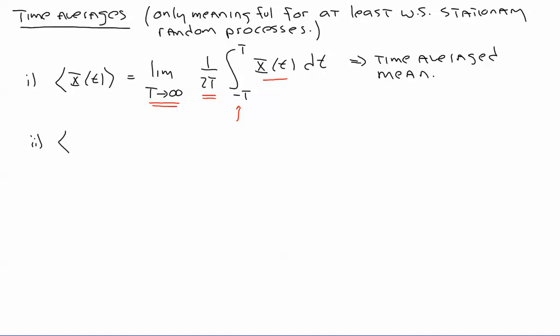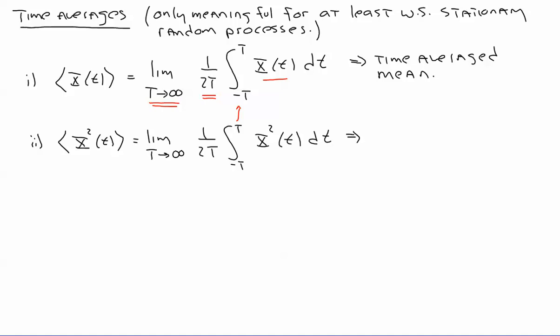I can have a time averaged mean square, and this will be the limit as T approaches infinity, 1 over 2T, integral from minus T to T, x squared of t dt. This is the time averaged mean squared. Okay, that's the time averaged mean squared.